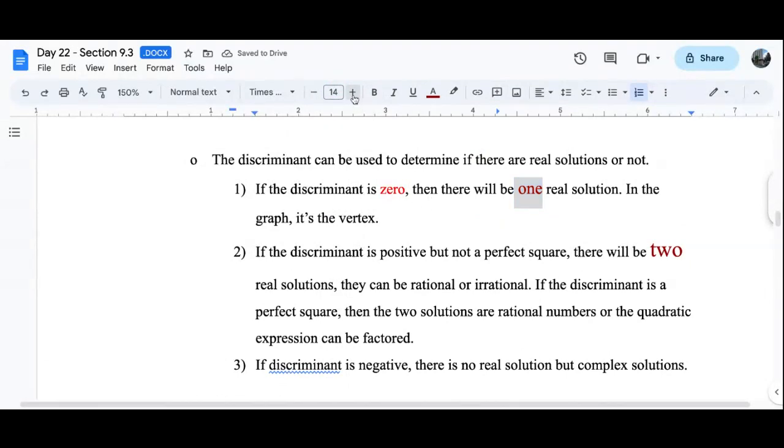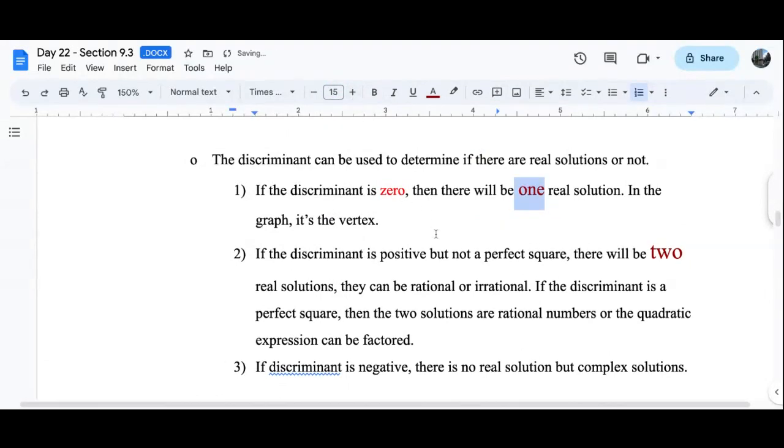If the discriminant is 0, we have one solution. If the discriminant is not 0, we have two real solutions, and they can be rational or irrational. If the discriminant is a perfect square, then the solutions are rational numbers, or the quadratic expression can be factored, right?